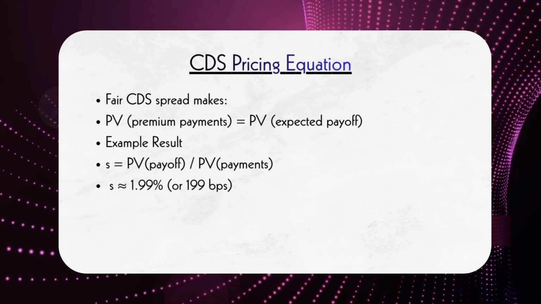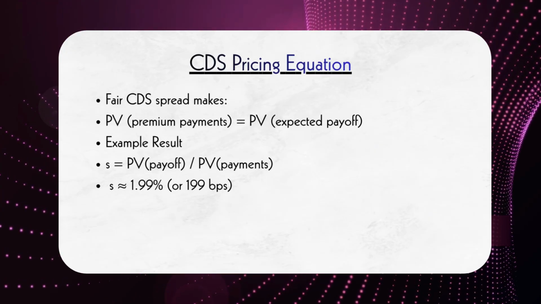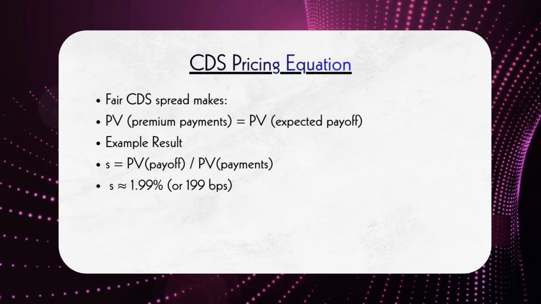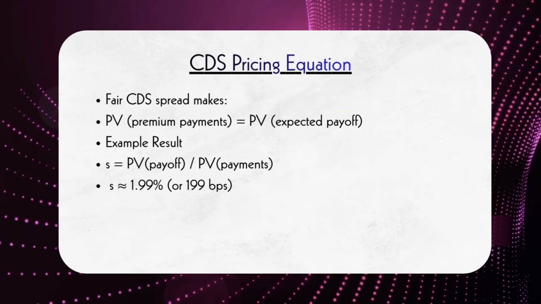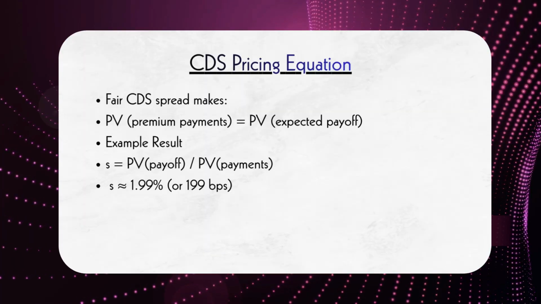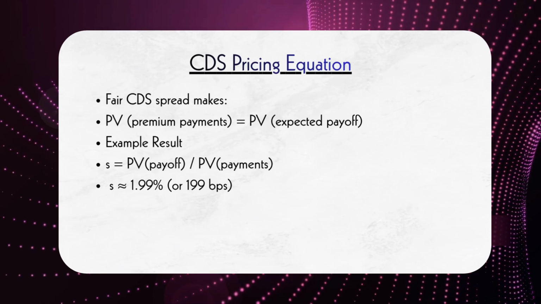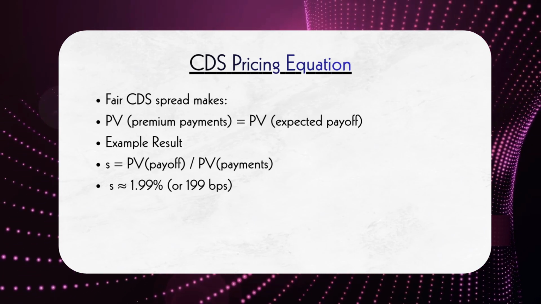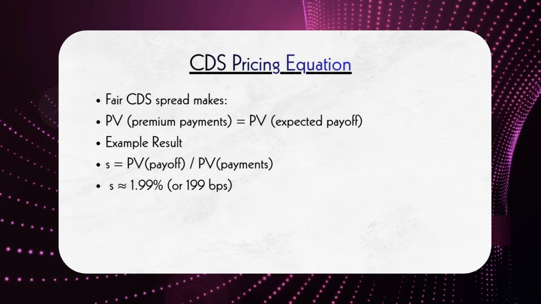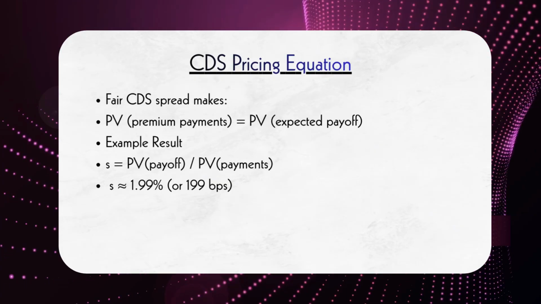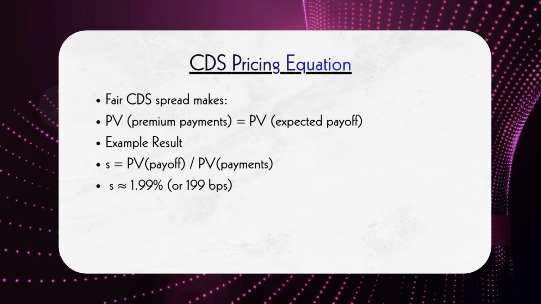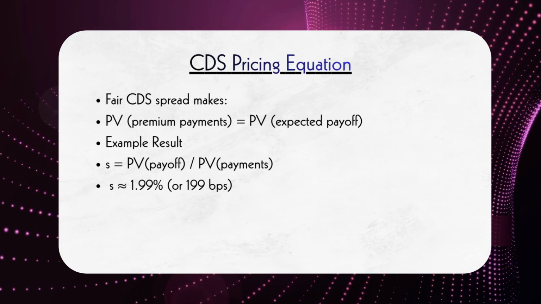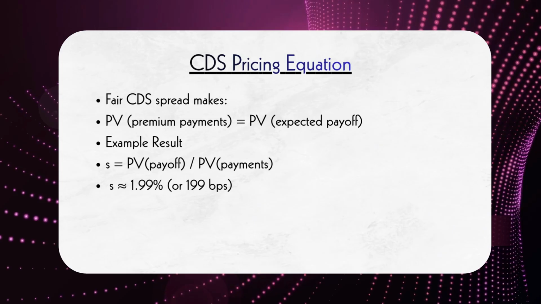Now comes the most important idea in CDS pricing. The fair CDS spread is determined such that the present value of expected premium payments is equal to the present value of the expected payoff. In simple terms, the cost of insurance must equal the expected loss. Mathematically, we write this as PV of payments equals PV of payoff. Solving this gives us the CDS spread, which might come out to something like 1.99% or 199 basis points.